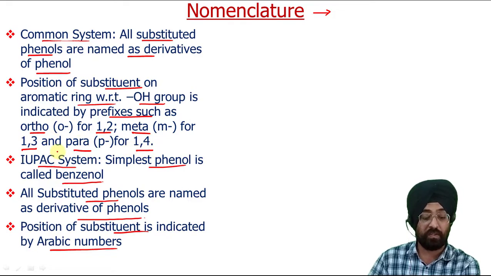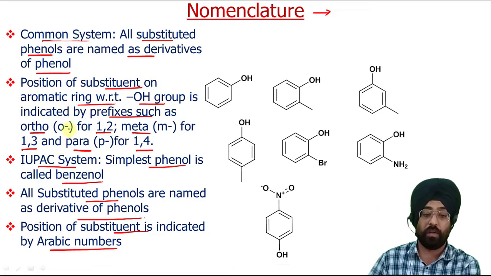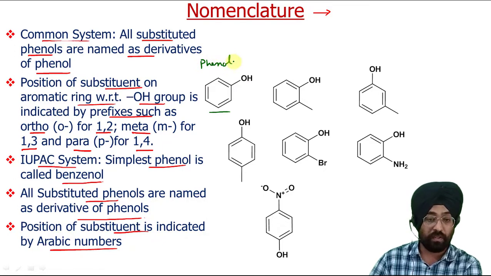So considering these rules, let us try to name some of these phenols. This is the first phenol in the common system. Its name is phenol, that is its common name, and its IUPAC name is benzenol.